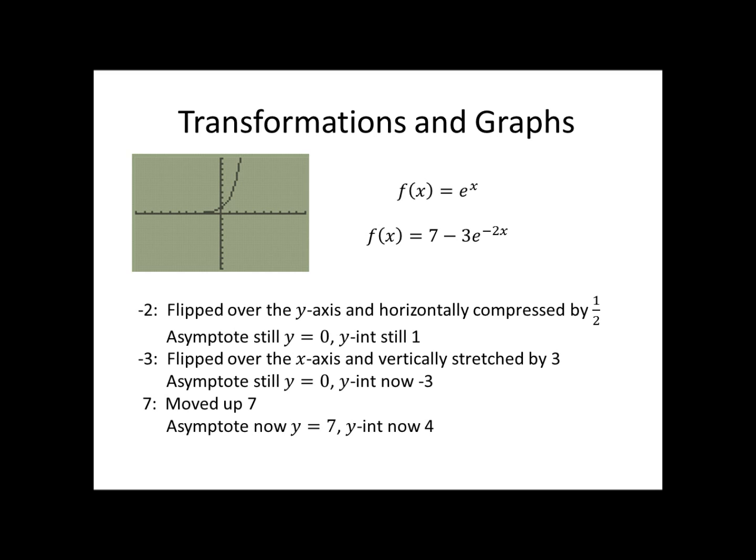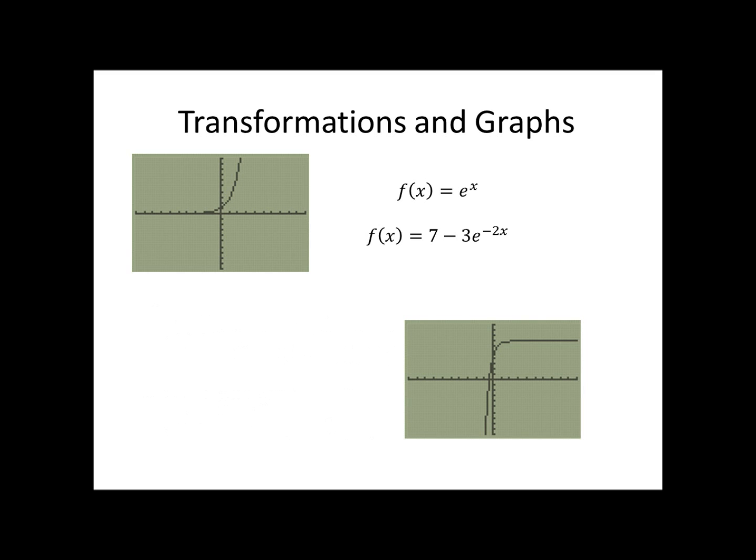Our last change, that 7, that's going to move the graph and the asymptote up. So the asymptote now is at y equals 7. The y-intercept is now at 4. Now, we see what the original graph was, and here we see the new transformed graph. That horizontal asymptote is now all the way up there at y equals 7. The y-intercept is now at 4.